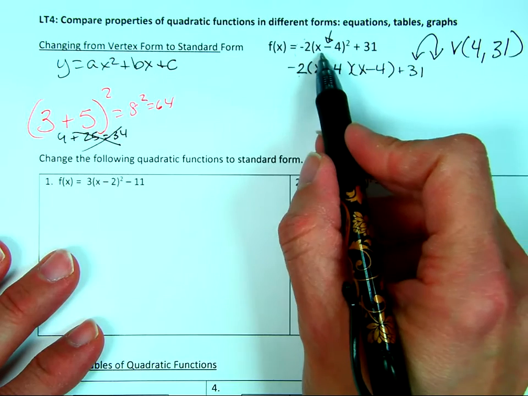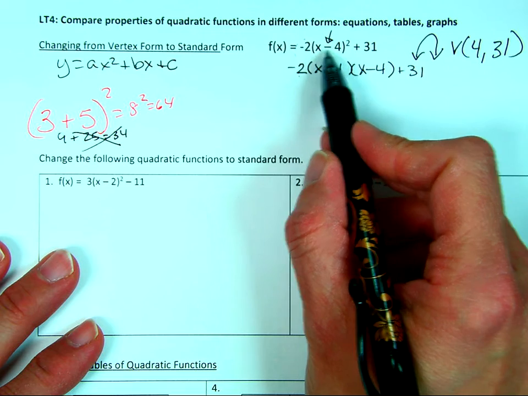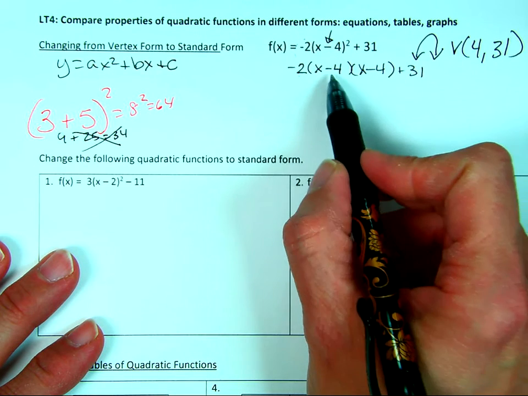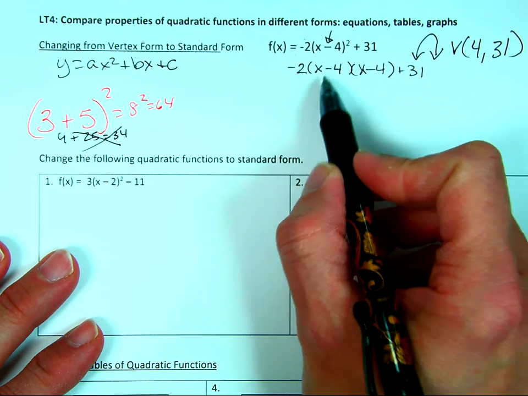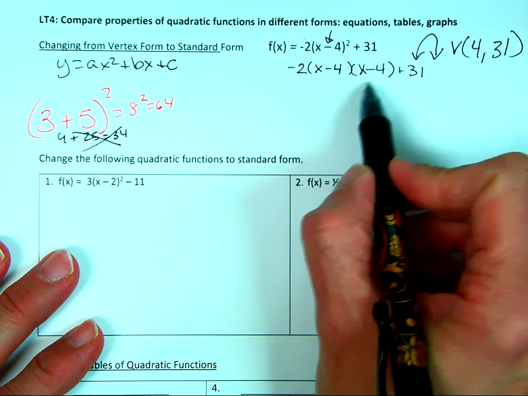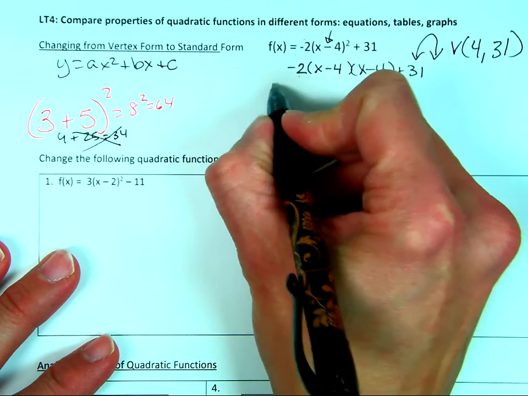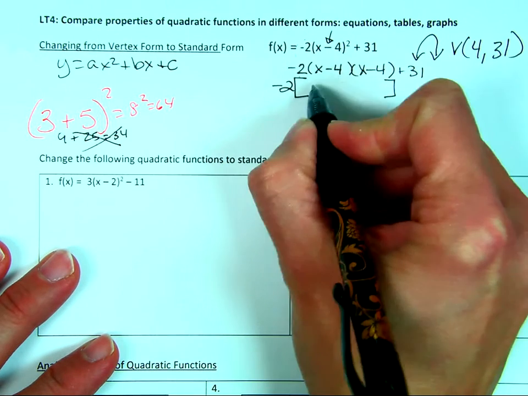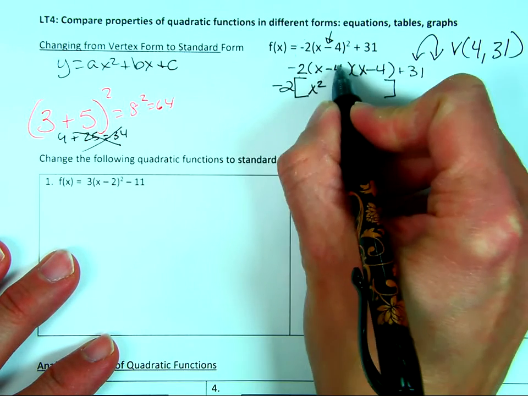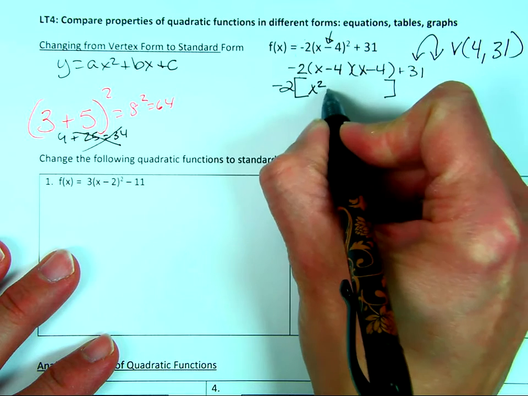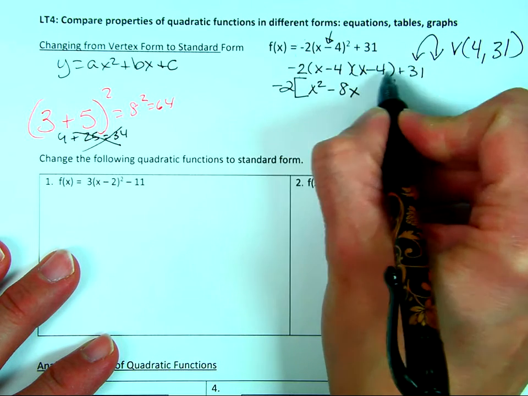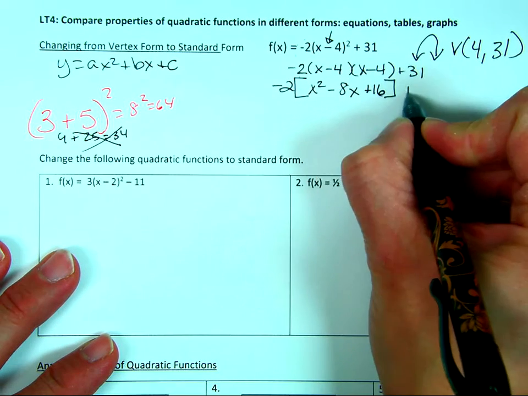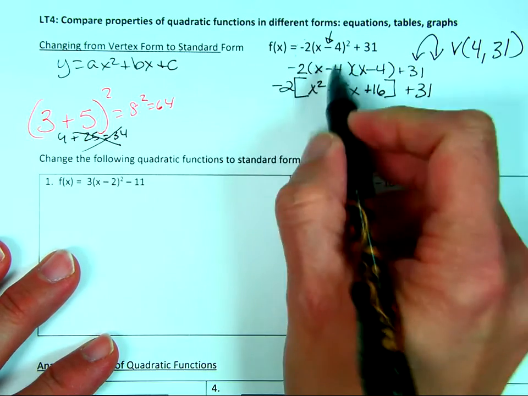Well, when we come over here, we cannot do that because we can't combine an x with a negative 4. Therefore, we have to use FOIL, or we have to use distributive property to get the answer to that. So I'm going to say negative 2, and then in my parentheses, I'm going to do all of that. So x squared, that's x times x, right? Then we have a negative 4x and another negative 4x, which is negative 8x. And then a negative 4 times negative 4 is a 16. So that's how we simplify that.